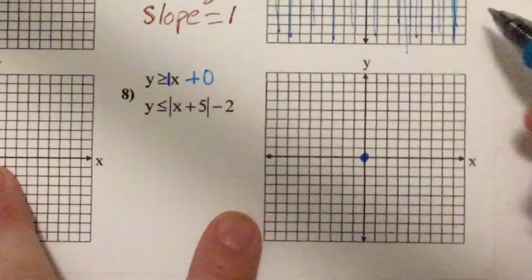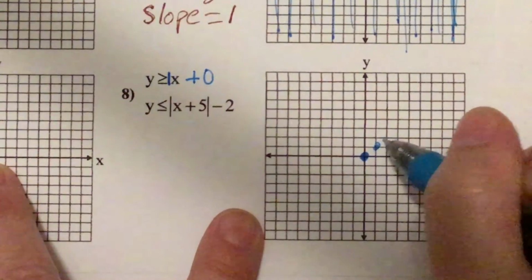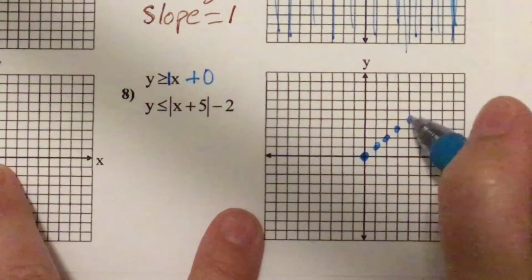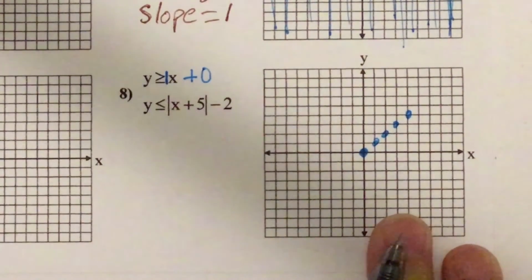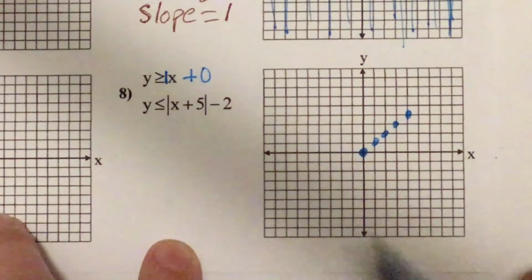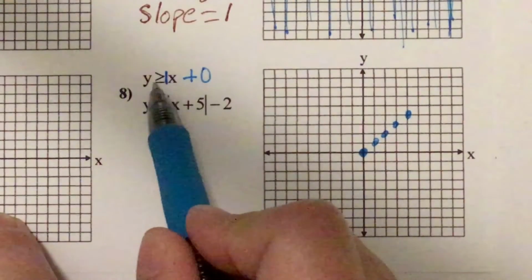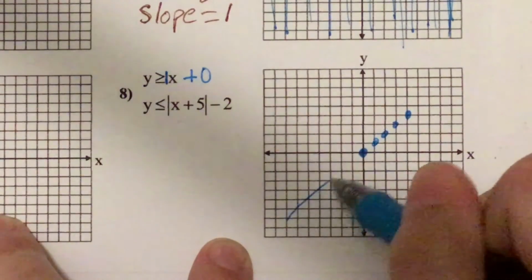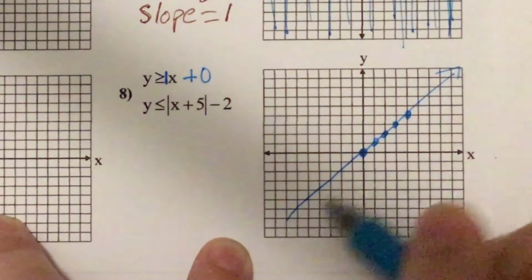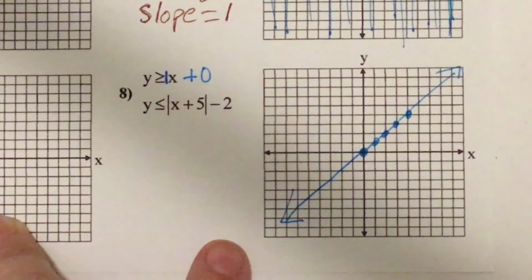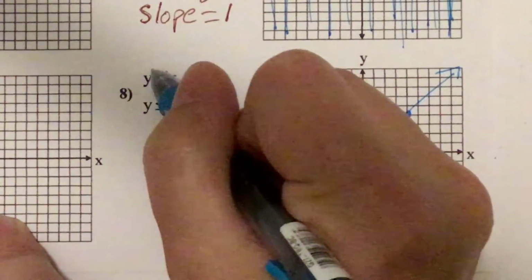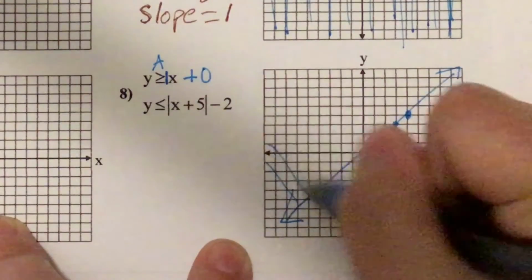Okay, so that means I'm going to go up one, right one, up one, right one, up one, right one, up one, right one. Now this is just a line, so don't try making a V out of it. Okay, solid or dashed? The equals, so it's solid. Shade above or shade below? Greater, so I shade above. Yay, I've got an above one.